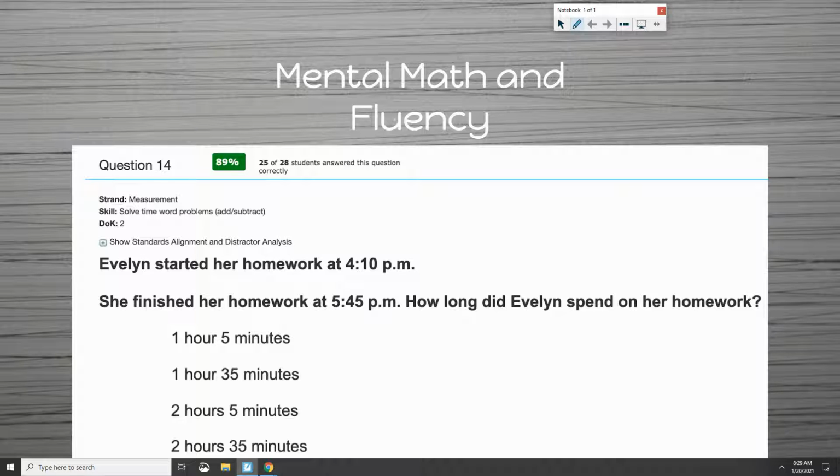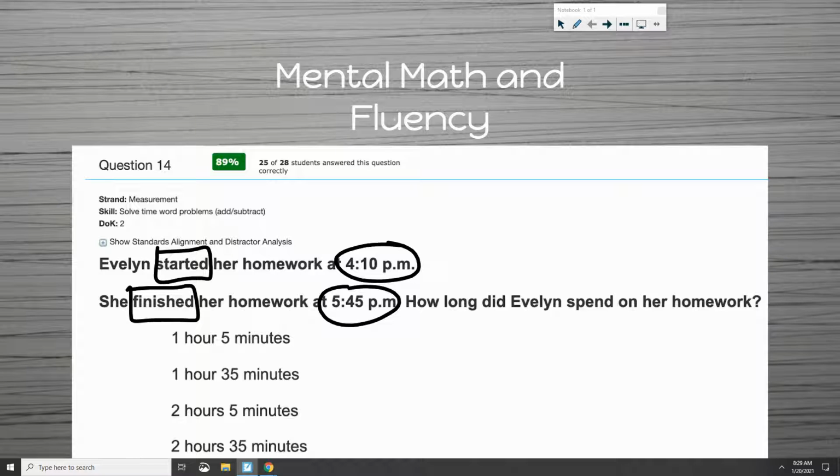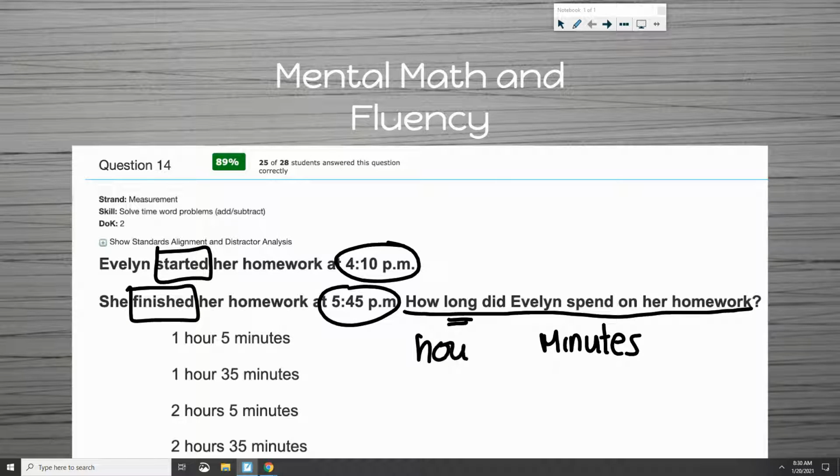So what I know from this problem is that she started at 4:10. Here's my number, and 5:45. This word started is going to be one of my keywords, and finished is another keyword. My question is, how long did she spend on her homework? Now, this question is asking how long. That means that I'm not going to have a time, but I'm going to be looking at minutes and hours. So when we're looking at how long something lasts, we're going to be finding the number of hours and the number of minutes.